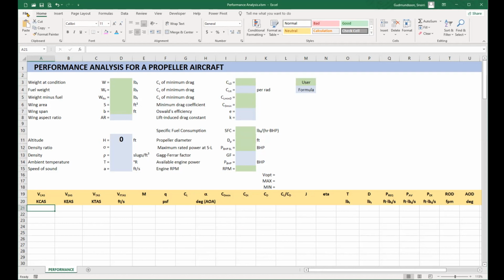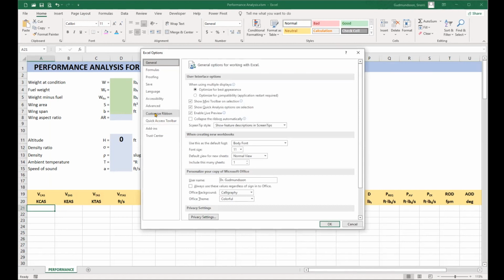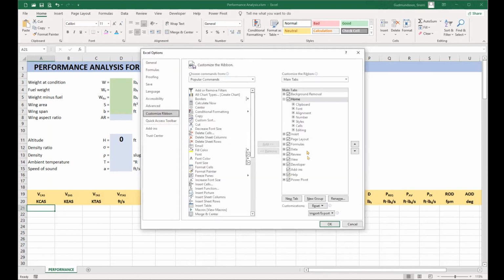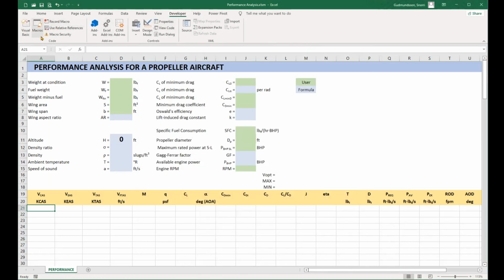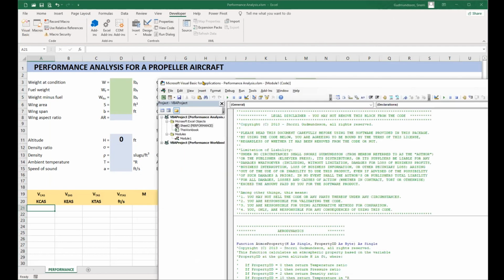Do this by selecting the File menu and locating the Options command. This opens the form you see here. Select Customize Ribbon. Look for the Developer checkbox in the list to the right. Make sure it is checked. Press OK. Click on the Developer tab to access the VBA programming page. Press the Visual Basic icon to open the form that contains the code.